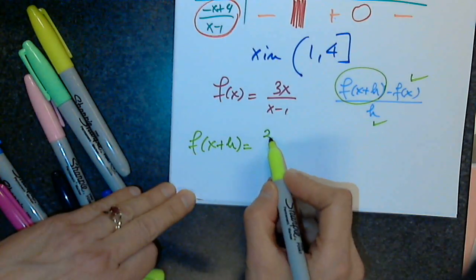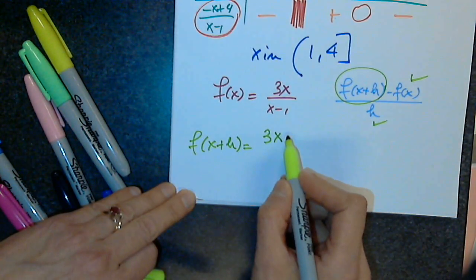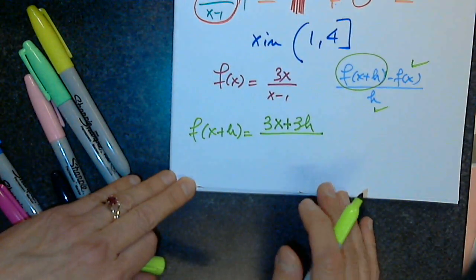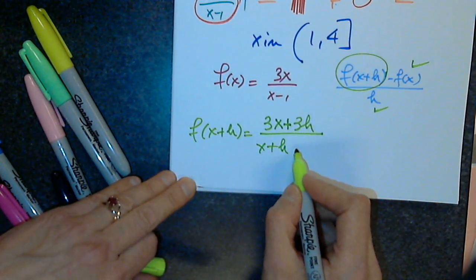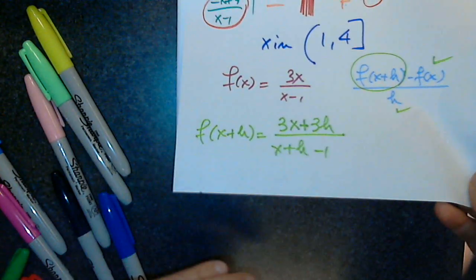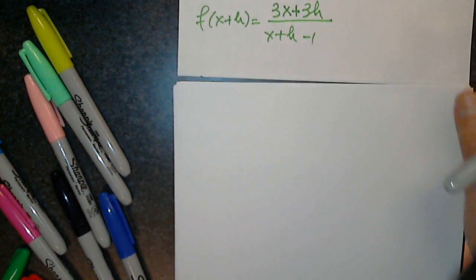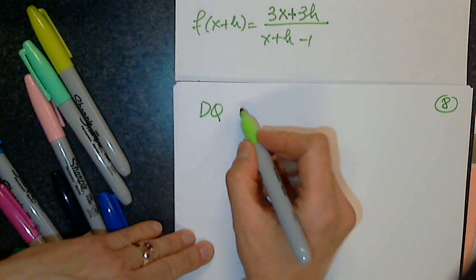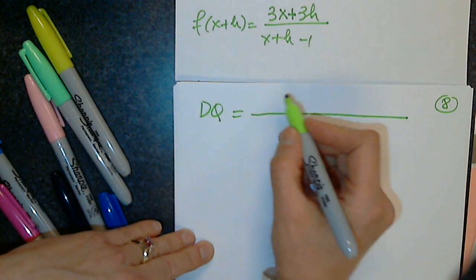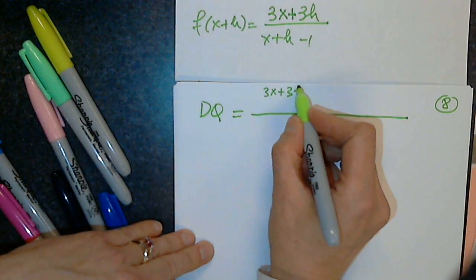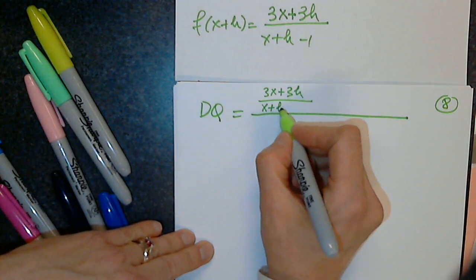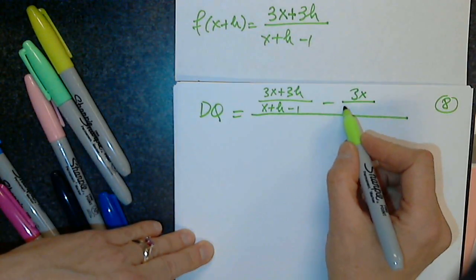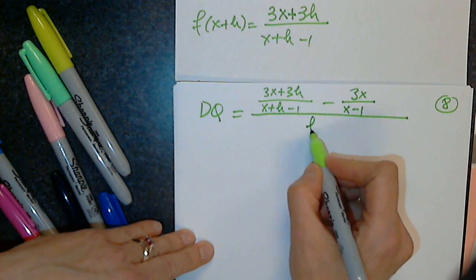3 times x, parentheses x plus h. Very good. That was great. Over x plus h minus 1. Perfect. So now let's put all pieces together and find the difference quotient. So 3x plus 3h. Very good. Over, perfect, minus 3x over x plus 1. Very good. Over x. Good.